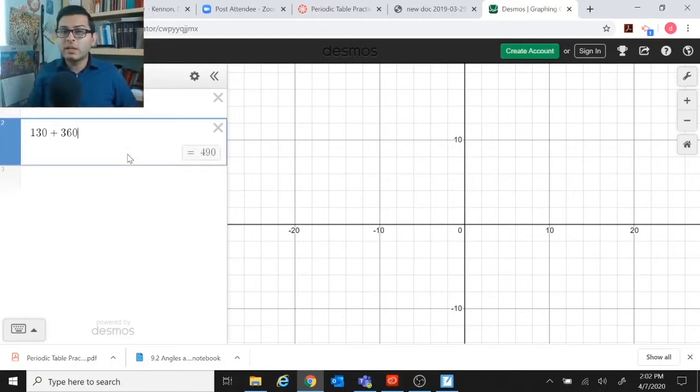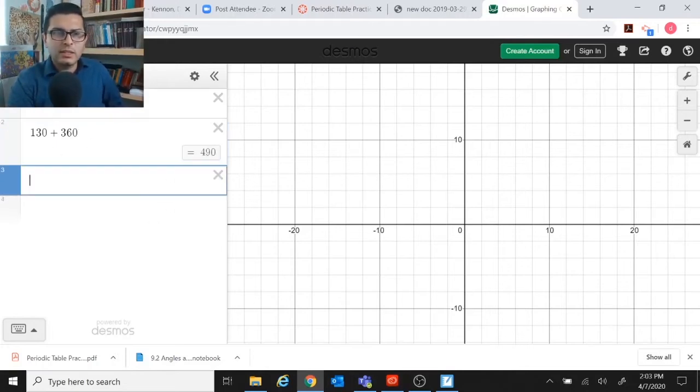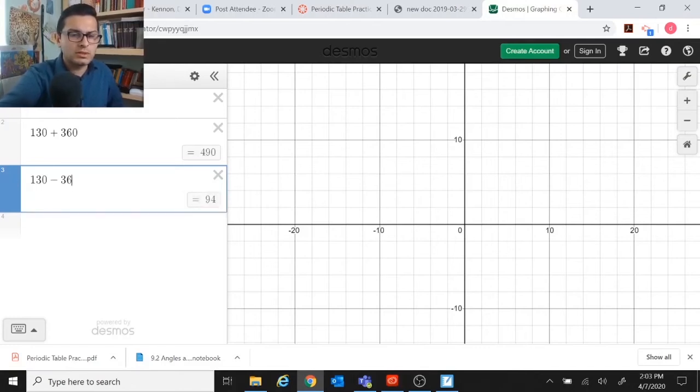Now, if you wait to the end of the video, I'm going to show you a kind of cheating method. You can actually just type in your angle and then find 5 coterminal angles on either side, but you have to wait to the end of the video for that. 130 plus 360, that's going to be 490. Now, while we're here, if we take 130 and this time subtract 360 degrees, we get negative 230. And there we have it. We have our positive and we have our negative.